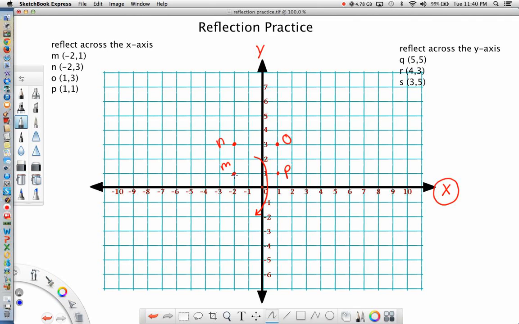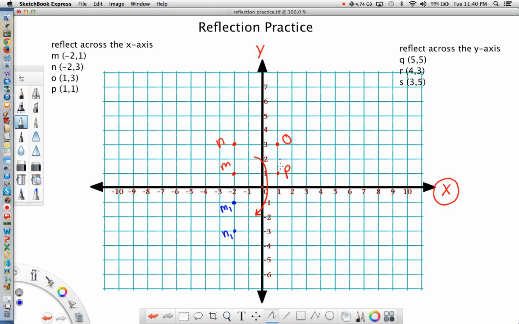Well, point M, if it was 2 to the left, it's going to stay 2 to the left, but instead of being 1 up, it's going to be 1 down, which is -1. So there's our new point M. Point N is going to stay to the left, but since we're reflecting it over the x-axis, instead of being 3 above, it's going to be 3 below. So there's our new point N.